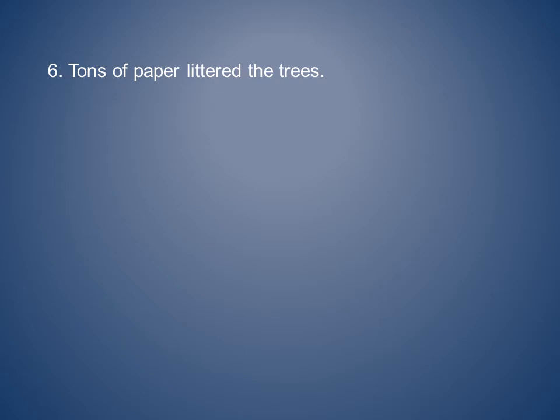Tons of paper littered the trees. The sentence is saying that tons littered the trees. What kind of tons were they? They were tons of paper. That of paper is called a prepositional phrase, and prepositional phrases just modify something else. They help to describe something else, in this case, the word tons.